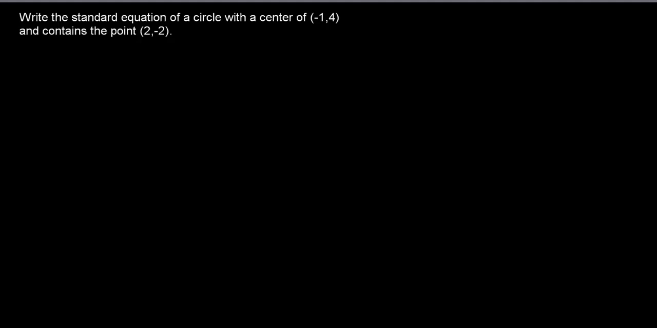We're going to write an equation for a circle that passes through the point (2, -2), and it has a center of (-1, 4). But first, I want to just write for you the general equation of a circle, the format we use, and it's (x minus h) squared plus (y minus k) squared, and on the end we have r squared.